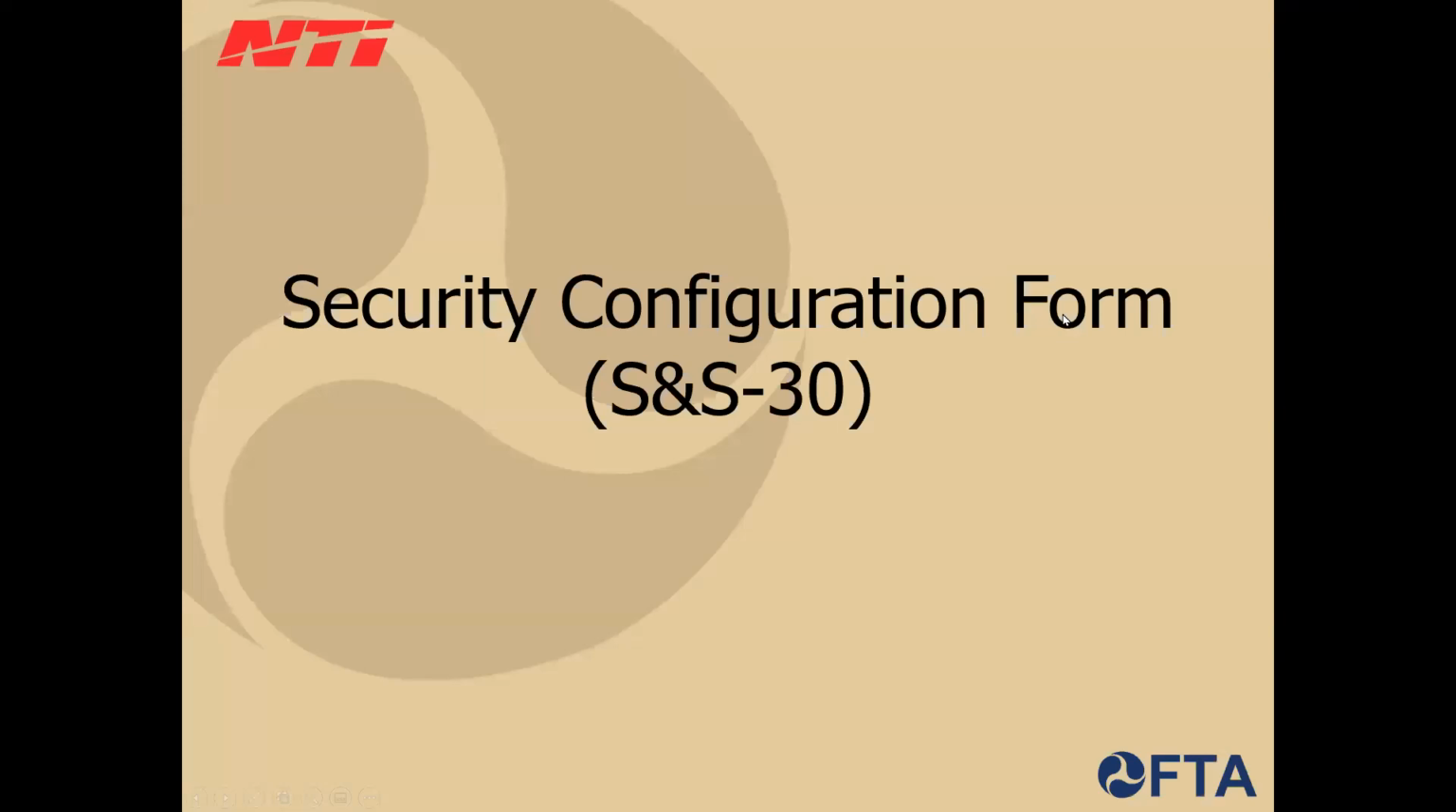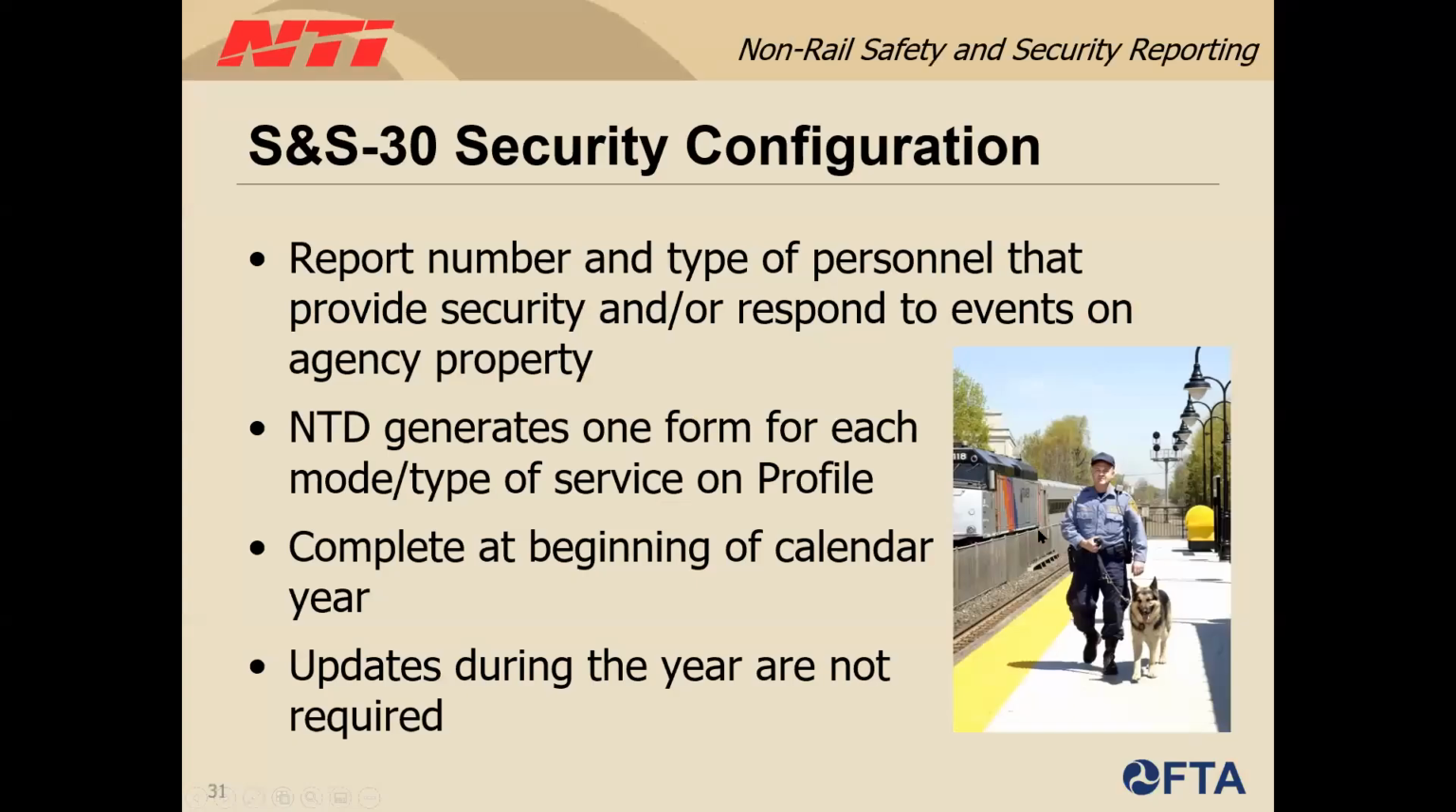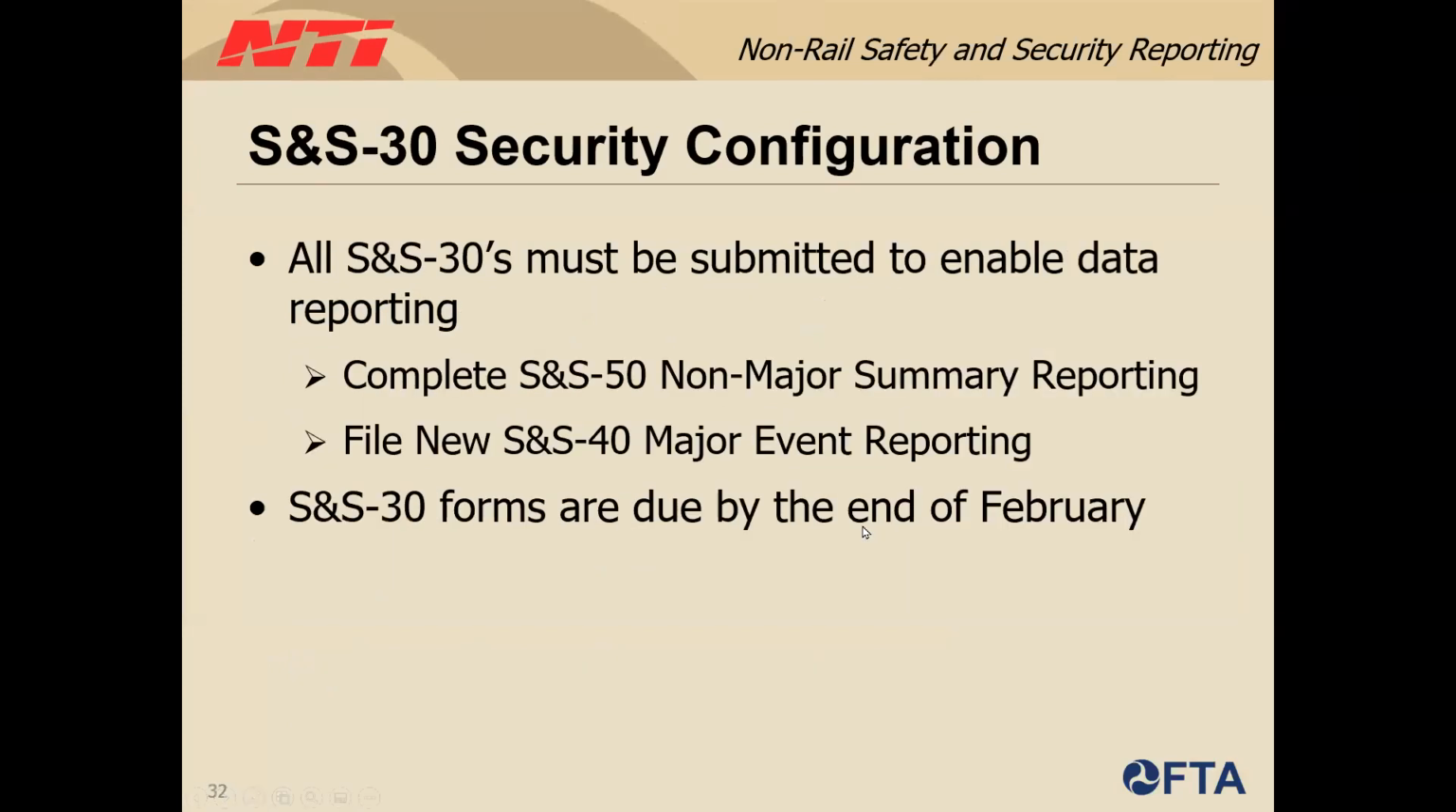Okay, so let's take a look at the SNS 30, our security configuration form. The SNS 30 security configuration form collects the number and type of security personnel employed or contracted by your agency. The form is completed once at the beginning of the year, and you are not required to update the form during the year. All SNS 30s must be completed and submitted in order to enable reporting. If you cannot edit an SNS 50 or create an SNS 40, it's because there's one or more SNS 30s that have not been completed and submitted.